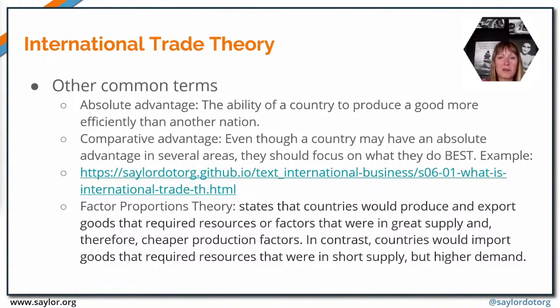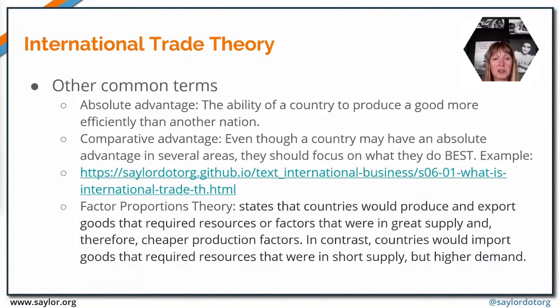This is a little bit different than comparative advantage. This theory says, even though a country may have an absolute advantage in many areas, they should focus on what they can do most effectively. So if you can't produce a good very effectively, don't do that; import that good from somewhere else, and ultimately produce what you're the most effective at.